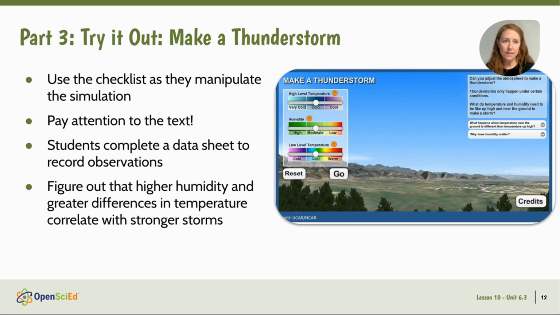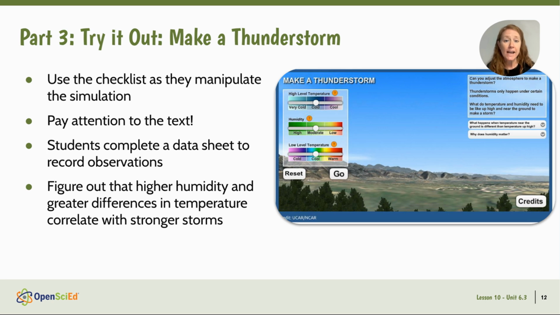There's text on the simulation, and drawing the kids' attention to that is important so that they don't just ignore it. That'll be helpful for them. This is a great partner activity. And the students have a data sheet that's available for them to use to keep track of the different combinations they use. I find it's helpful to modify that handout to make the directions a bit more clear, or to at least go through one of them with the students first before they work in partners or independently.